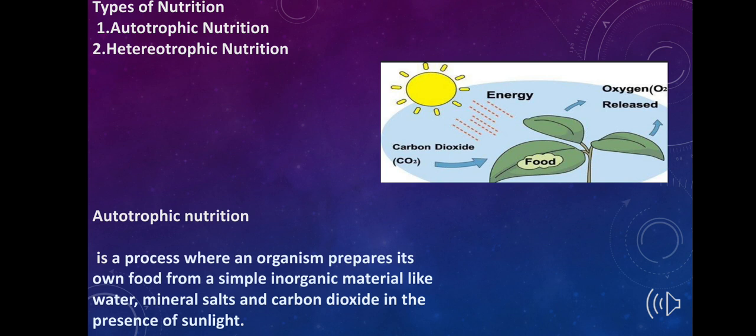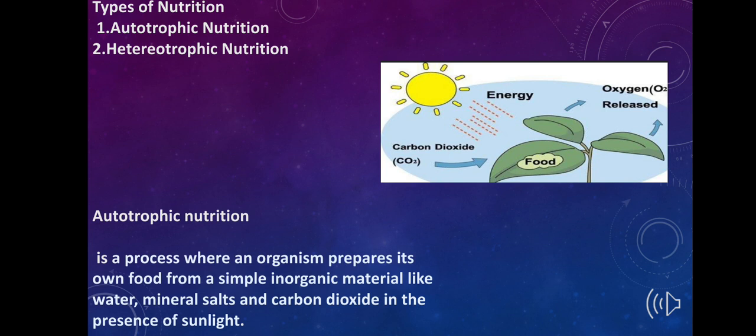Here we have two types of nutrition. First is autotrophic nutrition and another is heterotrophic nutrition. First, what is autotrophic nutrition? They synthesize their own food by the process of photosynthesis. Here is the pictorial representation.